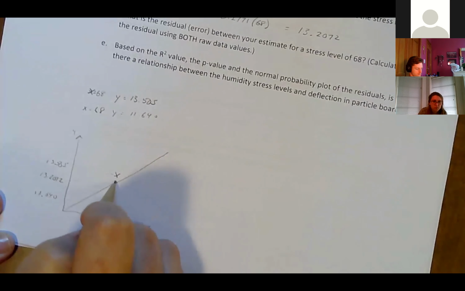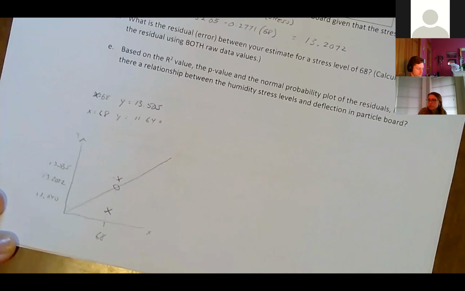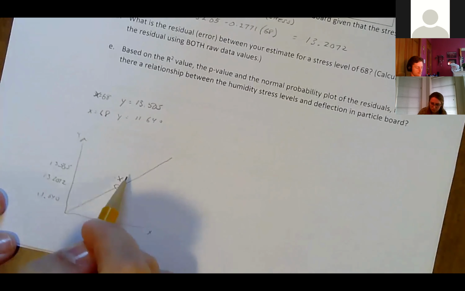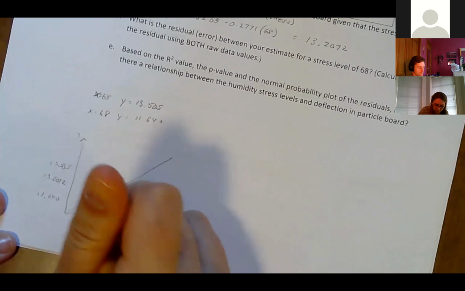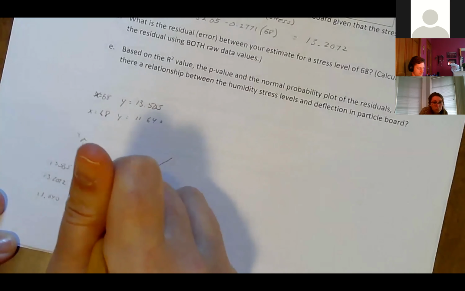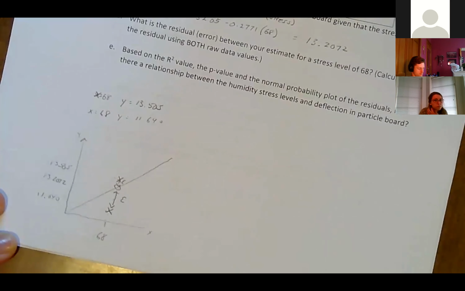So this point here is the regression model. That's on the actual line for the regression model. But down here is a raw data value. Up here is a raw data value. The distance between these two are my residual.